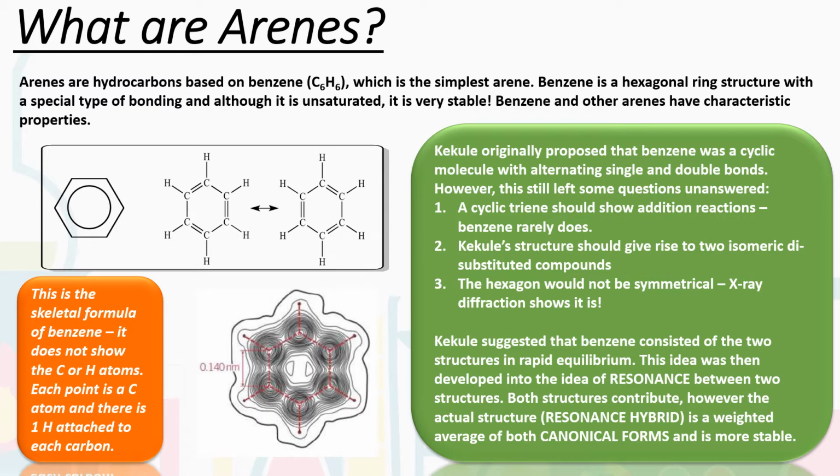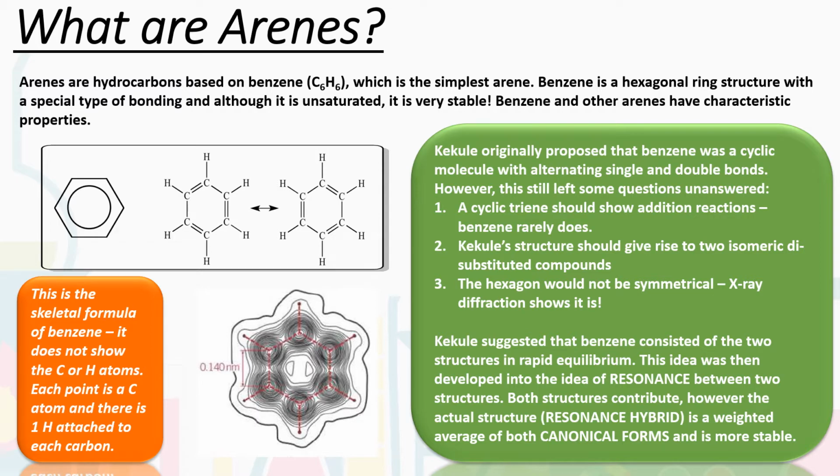Remember that double bonds are shorter and stronger than single bonds, and so the carbon-carbon double bonds should be shorter in length than the carbon-carbon single bonds, which should be longer in length. Now we can use a technique called X-ray diffraction to actually see the shape of these molecules, and as you can see from that X-ray diffraction image at the bottom here, every single bond length is exactly the same. It's a perfectly symmetrical hexagon. So this implies that every single bond length and bond strength is the same.